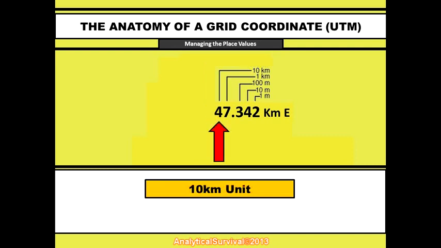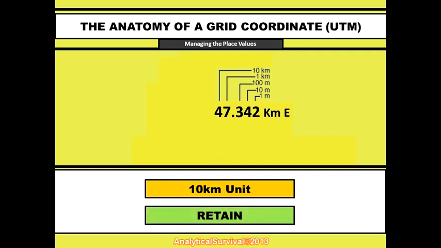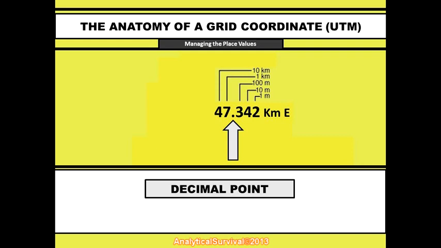Now, the 10K place value you can keep. It's a small enough denomination to be relevant to your localized map. The 1,000 meter place value is likewise a definite keeper. That is, it's very useful to locate 1 kilometer grid squares on your localized map. Now, once we cross the decimal point here, we're getting into very small place values, and they're all good for increased accuracy.